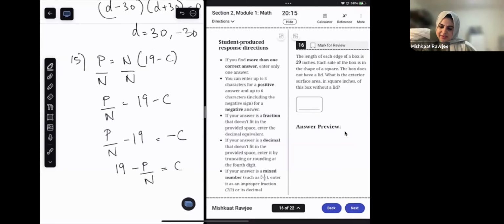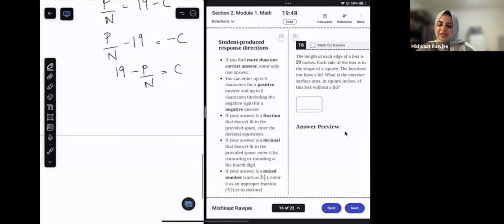The length of each side of a box is 29 inches. Each side of the box is in the shape of a square. The box does not have a lid. What is the exterior surface area of this box without a lid? So think of this as just a cube, except there's no top, right? So we'll find the normal surface area and then just not take one side.